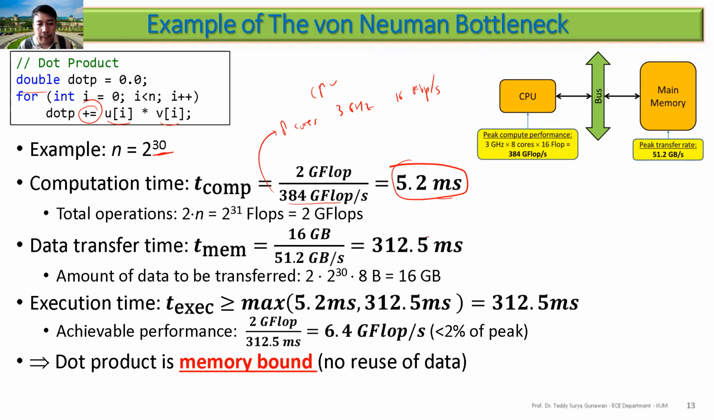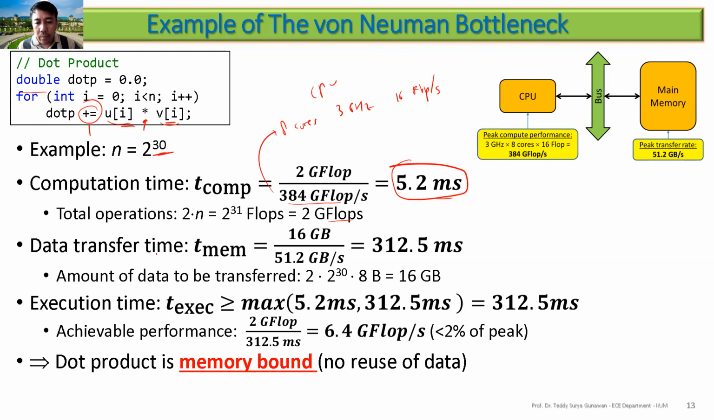Very fast. Because the total operation will be 2 times this one, multiplied by this one. The operation will be 1 multiply and 1 add here, so 2 times the operations. 2 times 2 to the power of 30 will be 2 gigaflops.